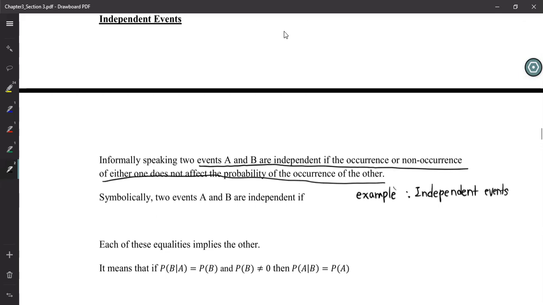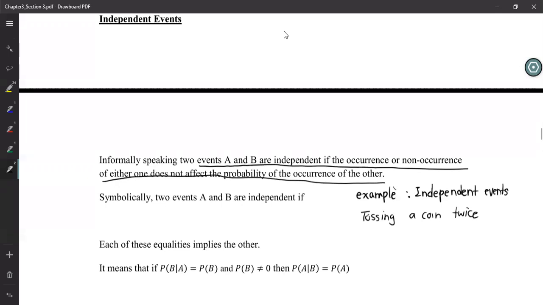Independent events. What do you think about tossing a coin twice? You toss the first one. What will be the outcome? It will be a head or a tail. You do not know until you toss it. These are random experiments. So you toss the coin and look at what happens, the face up, whether it is head or tail. Then you toss it again.